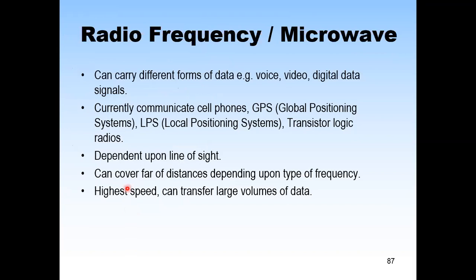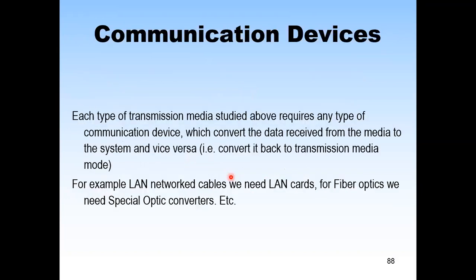Radio frequency or microwave: you know that all our GPS and GSM networks, mobile telephone networks, use these frequencies. Radio frequencies can carry different forms of data, for example voice, video, and digital data signals. Currently they communicate with cell phones, GPS, global positioning systems, local positioning systems, and transistor logic radios. Dependent upon laws, line of sight communication can cover a far distance depending upon the type of frequency, with the highest speed, and can transfer a large amount of data.